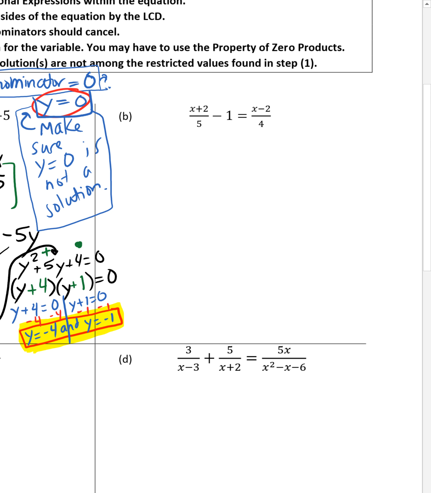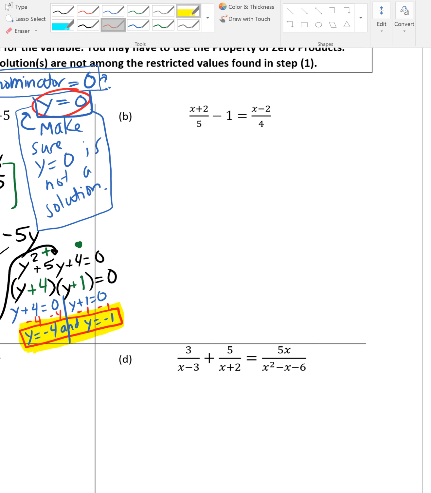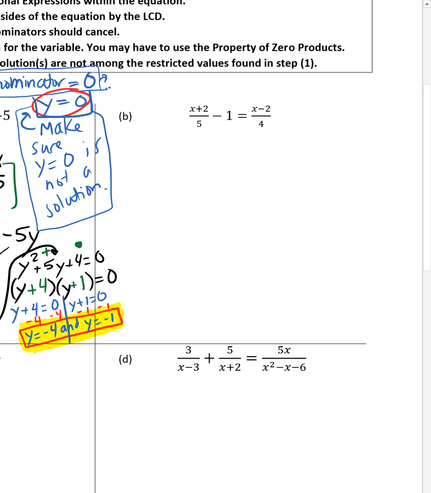Okay, part B. The first thing we're supposed to do is think, are there any values of x, or your variable, that would make the denominator 0? We have two denominators here, so when would either denominator equal 0? So we have to think about it. Let me set the first denominator equal to 0 and think about that. The second denominator equal to 0.